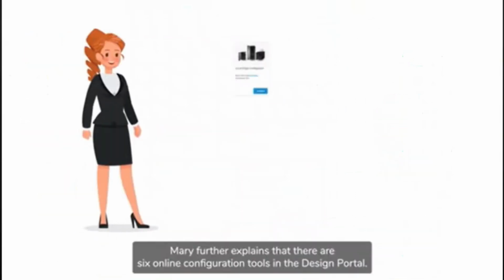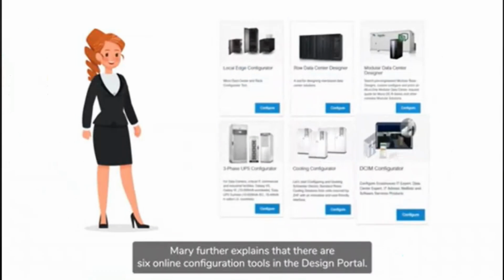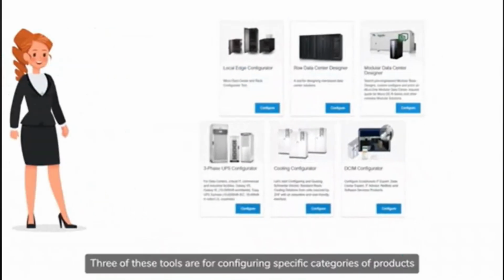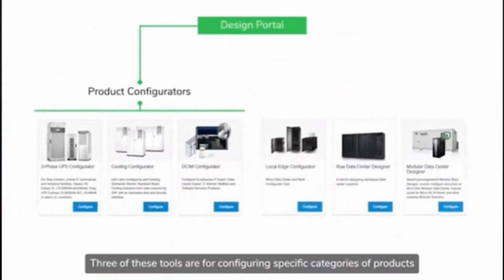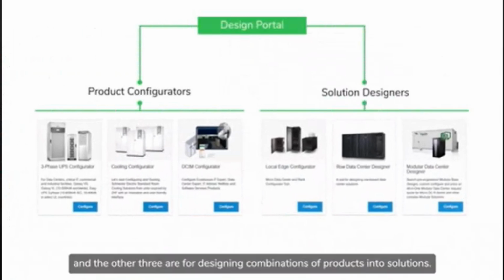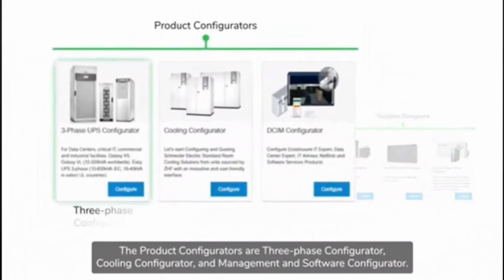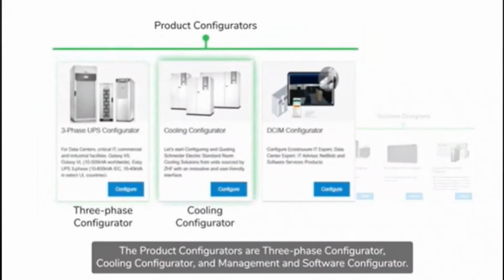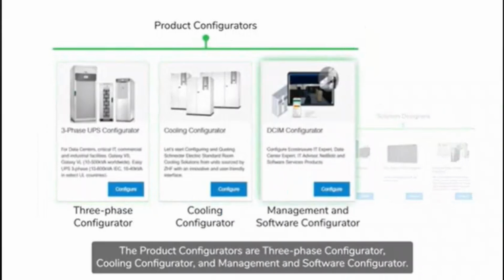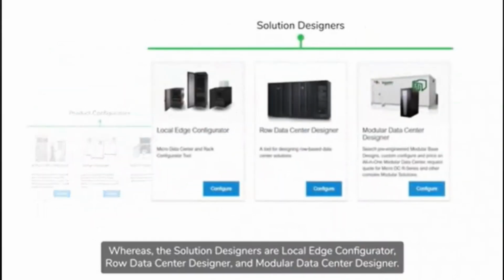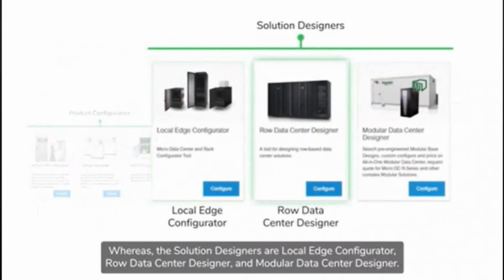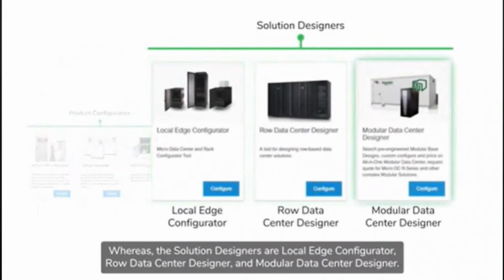Mary further explains that there are 6 online configuration tools in the Design Portal. 3 of these tools are for configuring specific categories of products, and the other 3 are for designing combinations of products into solutions. The product configurators are 3-phase configurator, cooling configurator, and management and software configurator, whereas the solution designers are local edge configurator, row data center designer, and modular data center designer.